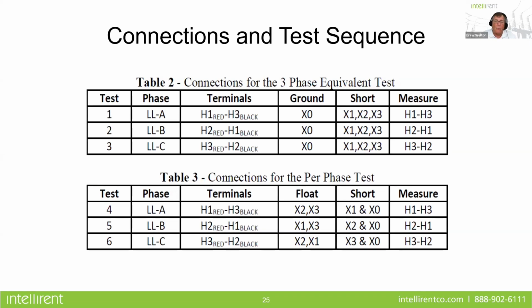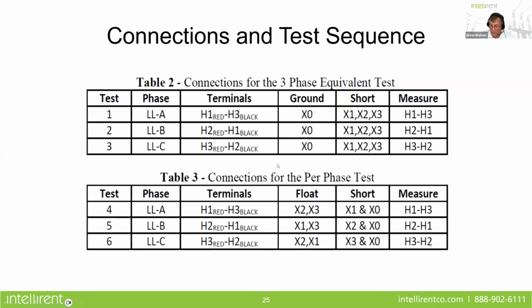Okay, so the test sequence is going to be in two parts. The one is your three-phase equivalent, and that is where we're doing each phase at a time, but we're combining those together and averaging them out to give us that measured value that should compare to the stamped value in impedance on the transformer. The other thing we're going to do is a per phase test, and we're going to measure the impedance on each one of the three phases individually. And here's your connection diagram.